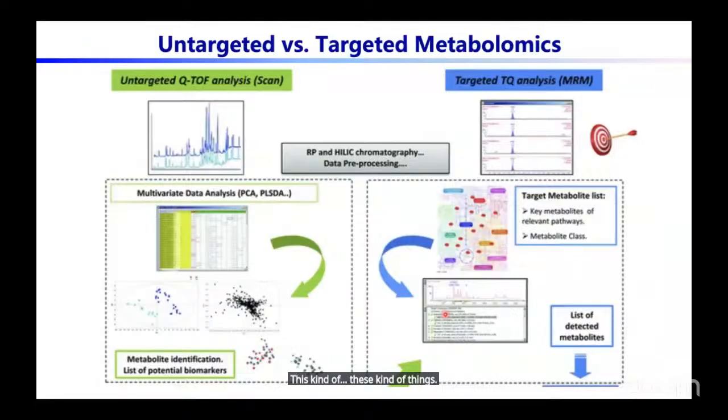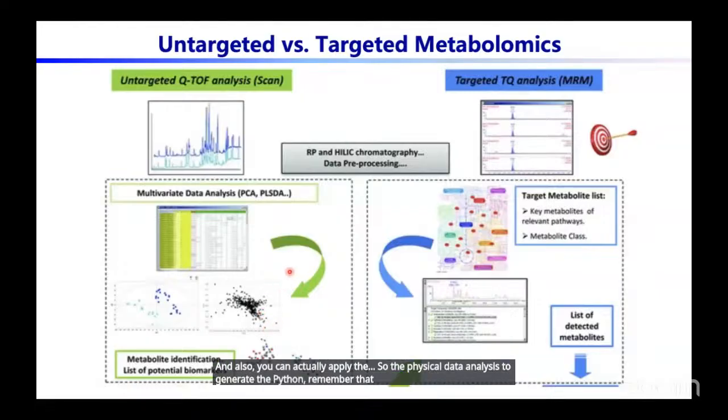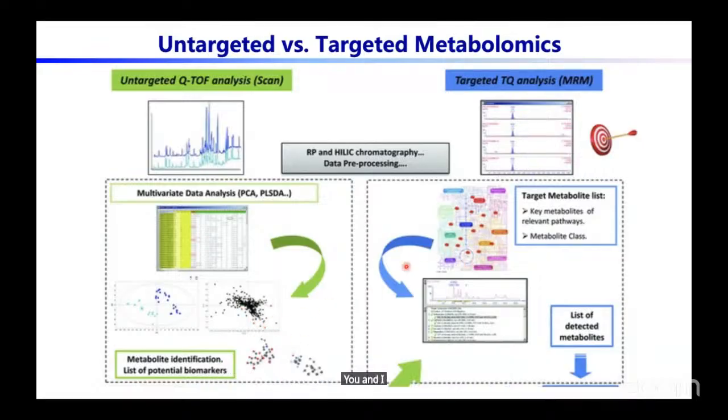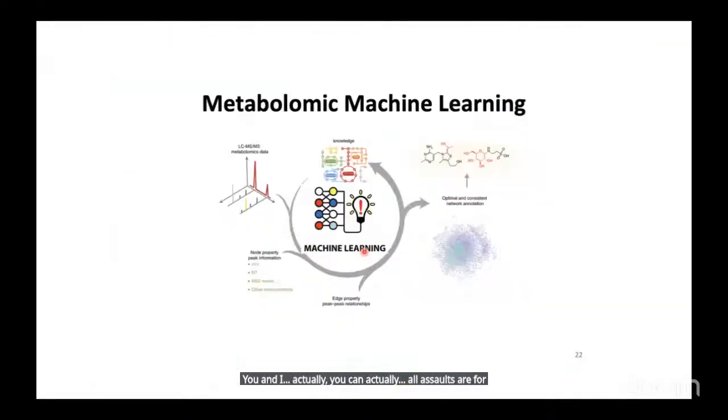And also, you can link the metabolites with, for instance, pathway analysis, and you can apply statistical data analysis to generate patterns. Remember that we have t-SNE, those kinds of things, UMAP. You can do all sorts of analysis. Okay, so much for the metabolomics technology.